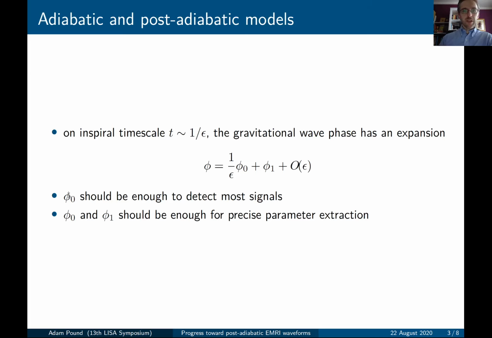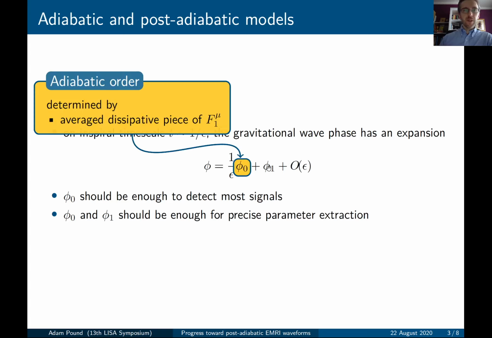Now the typical thinking is that this leading order term should be enough to detect most signals, most EMRI signals in the LISA data. But because you have order 1 errors in your phase, you won't be able to do accurate parameter estimation. But if we have phi 0 and phi 1, then we should have enough for accurate parameter extraction, because the errors in the phase should be very, very small. So this leading order term is called adiabatic order, and what you need for that is the averaged dissipative piece of the first order force. You don't need anything else other than the mode amplitudes of the waveform itself.